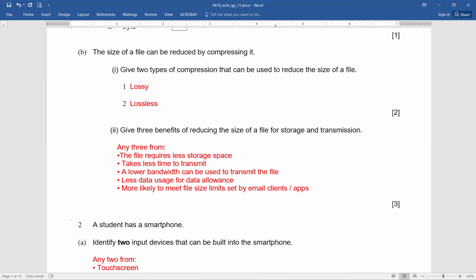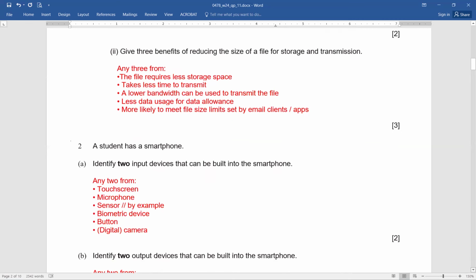So if you have mentioned any 3 of these points, like for example, the file requires less storage space, less time to transmit, lower bandwidth can be used to transmit the file, that's perfectly okay. And in this manner, you will be scoring 3 out of 3. This is what you have already studied in the class exactly. Okay, question number 2, where we move on.